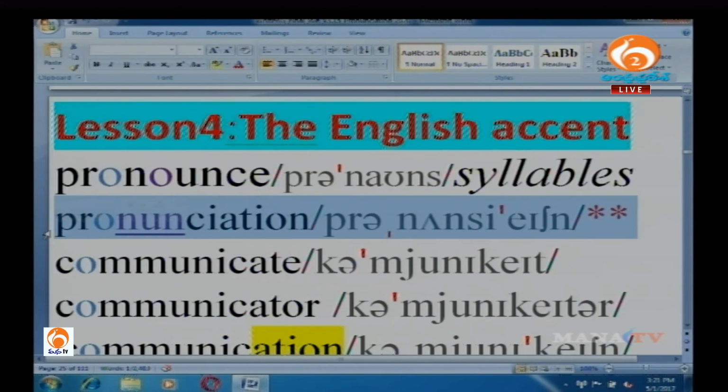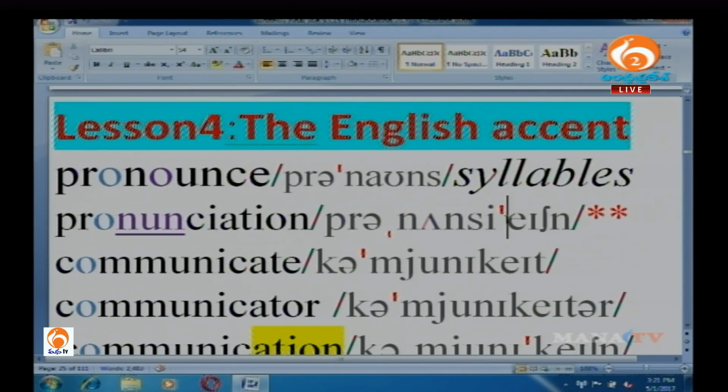Let's take this word. It's got many parts, many syllables. Pronunciation. Here, the accent mark is here. That means you have to say a part louder. This vertical mark that you find in many dictionaries is called the accent mark or primary stress mark. So here you have to pronounce this word with the nun part louder. Repeat after me. Pronunciation.